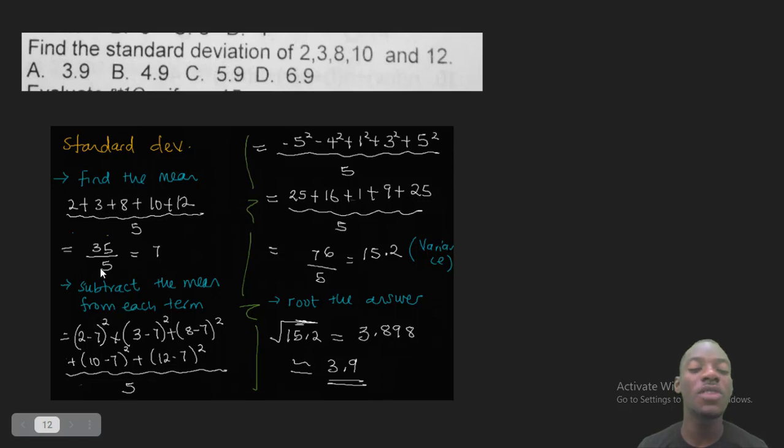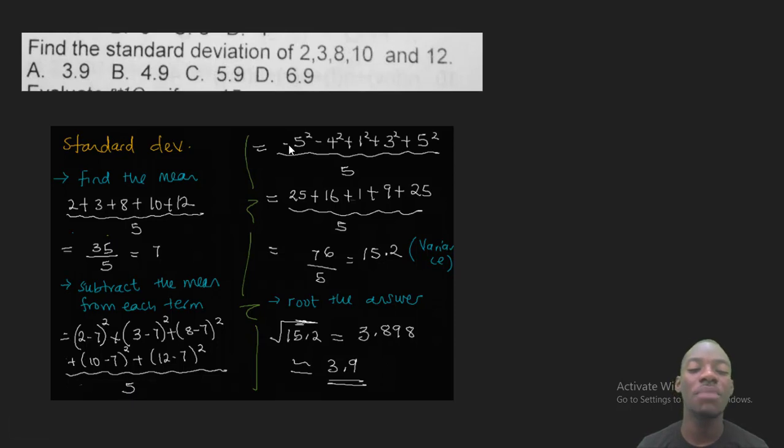Second thing is to remove the mean from each number. It will become 2 minus the mean, 7, all squared, plus 3 minus 7, that's the mean. I'm removing the mean from each number and I'm squaring it. 3 minus 7 squared, plus 8 minus 7 squared, plus 10 minus 7 squared, plus 12 minus 7 squared over the total 5. And this is the way to find standard deviation.